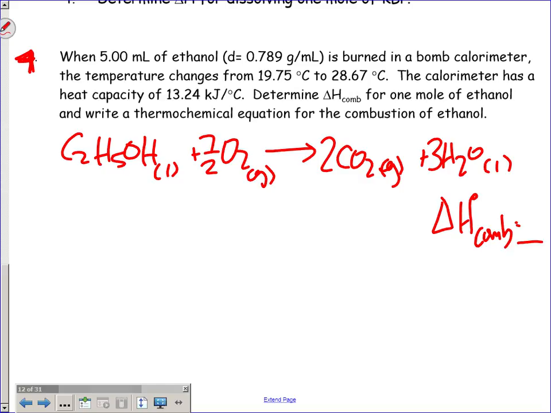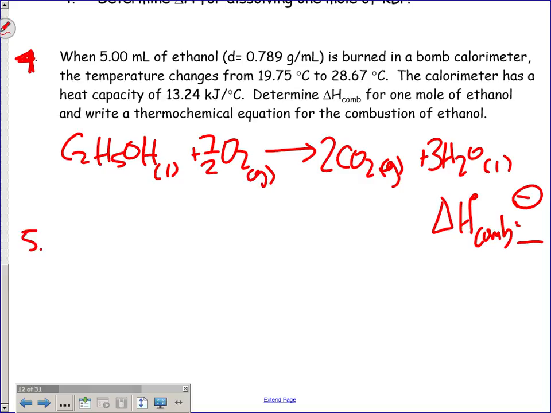Now, is this one going to be exothermic or endothermic right off the bat? Definitely exothermic, because it's a combustion reaction. Combustion reactions always release heat. And you can see it's releasing heat to the bomb calorimeter, because what's happening to the bomb calorimeter? Okay, it's increasing in temperature, right? So it's getting hotter. So heat's being transferred to it from the reaction.